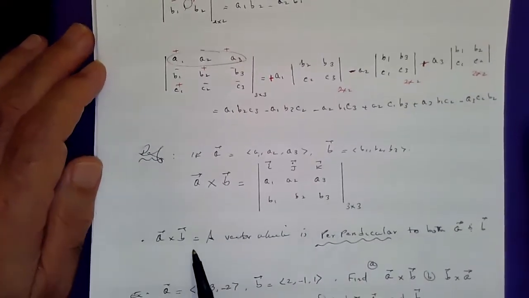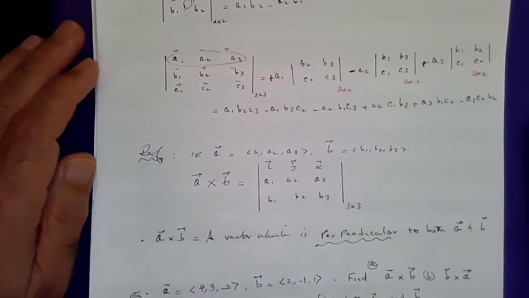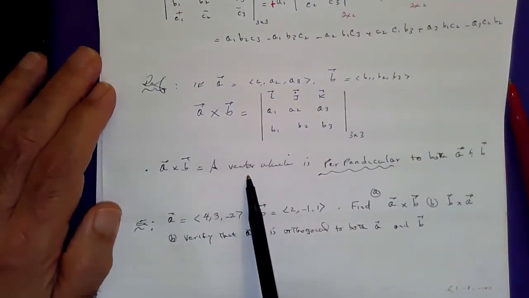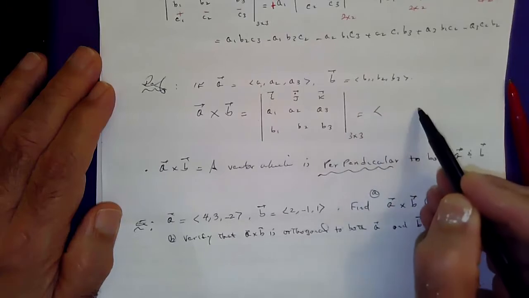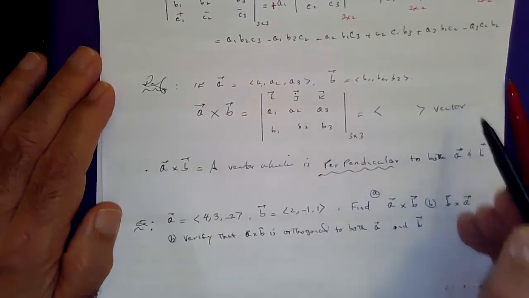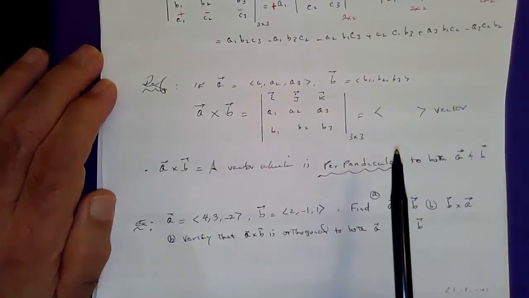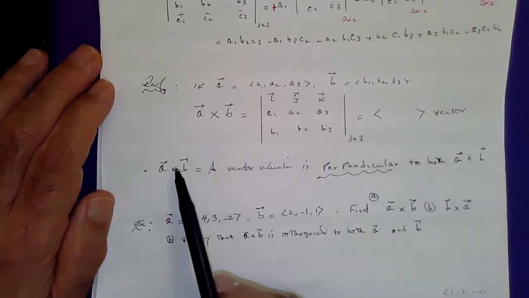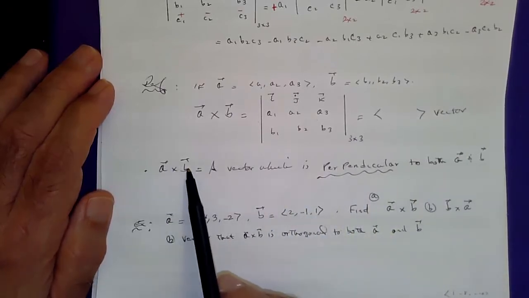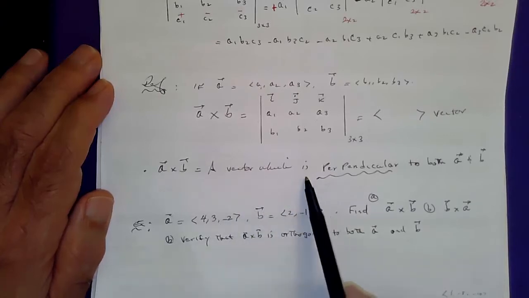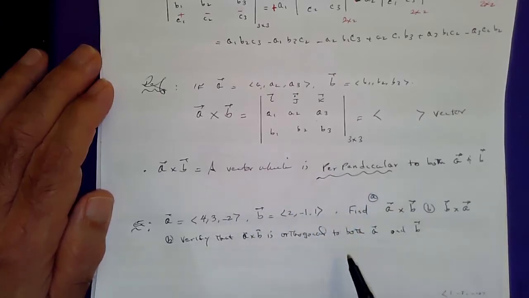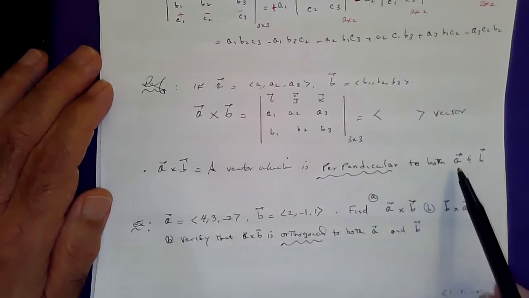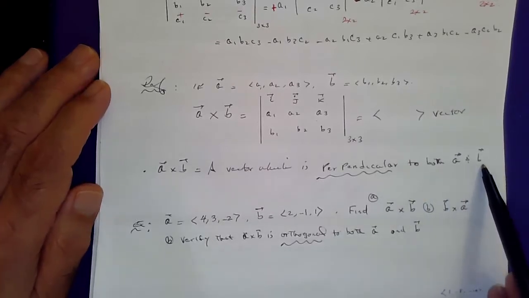So what is A cross B? Geometrically, what does it represent? Well, it's a vector. So the answer here would be a vector. The cross product of two non-zero vectors is a vector which happens to be perpendicular to both A and B. So it's a vector which is perpendicular, or sometimes they use the word orthogonal in a general sense, to both A and B.